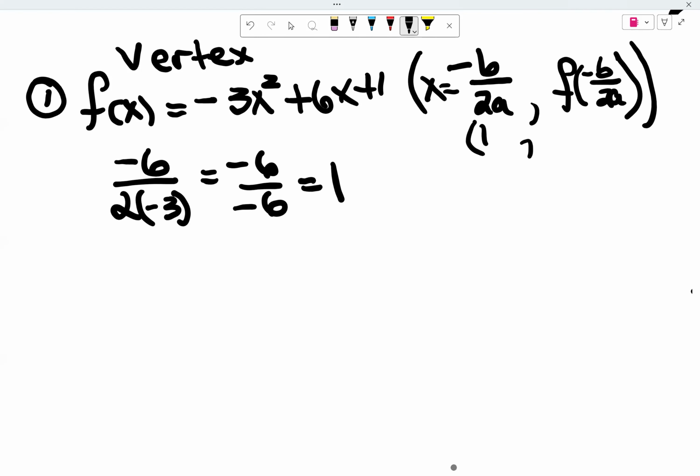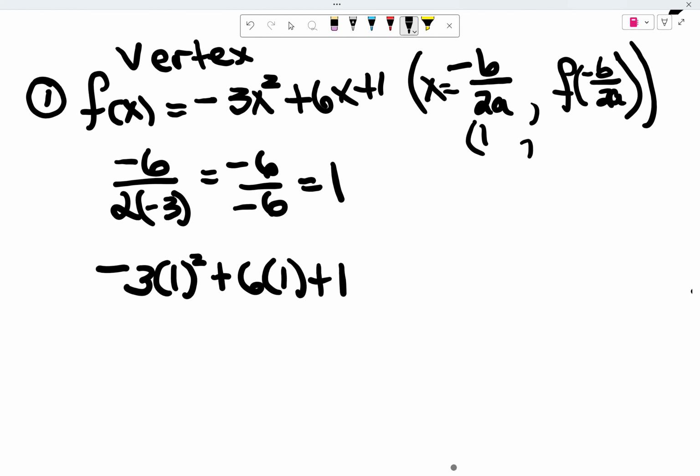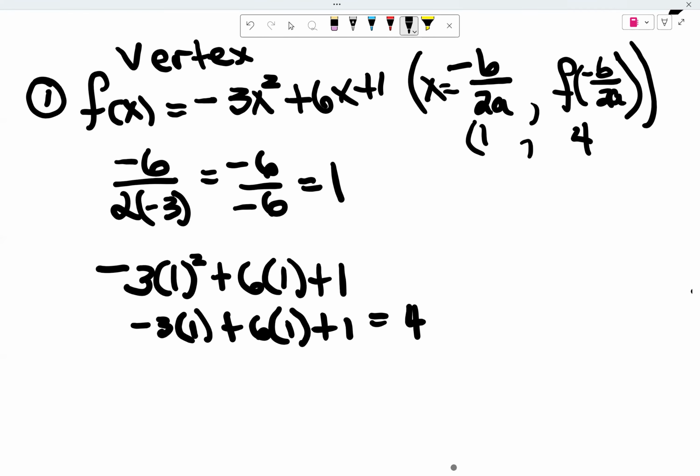Now I need the y. To solve for that, I will do negative 3 times 1 squared plus 6 times 1 plus 1. So this is negative 3 times 1 plus 6 times 1 plus 1, which is basically equal to 4. That means this answer should be 1, 4 for the vertex.